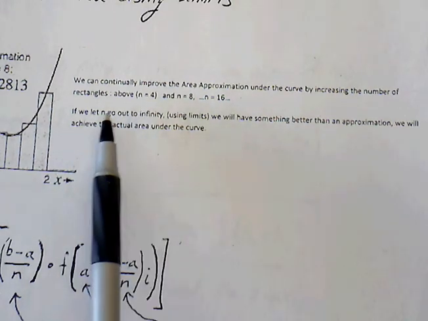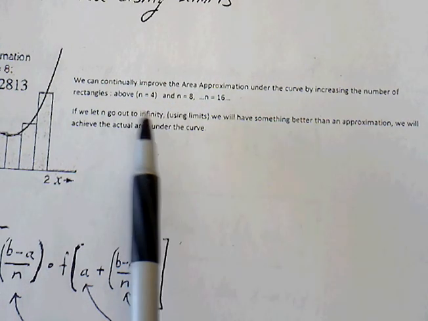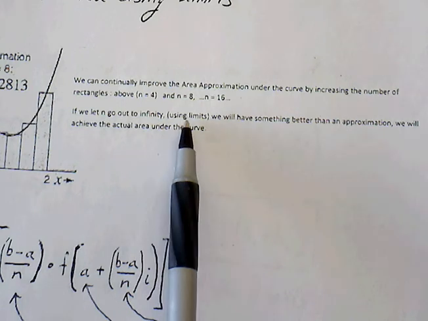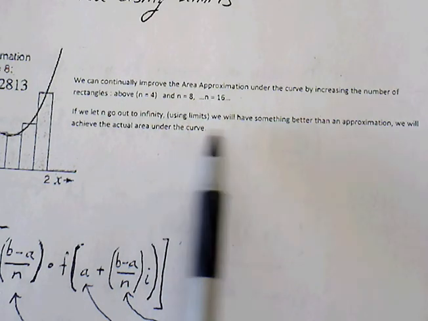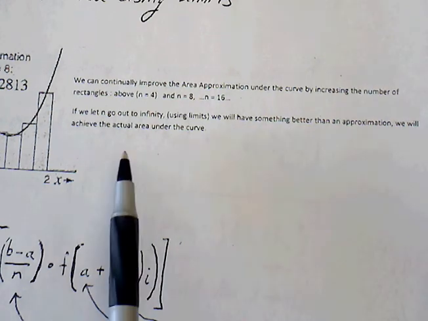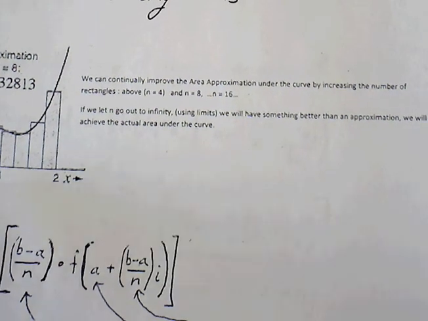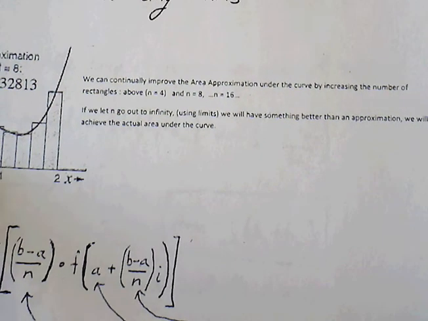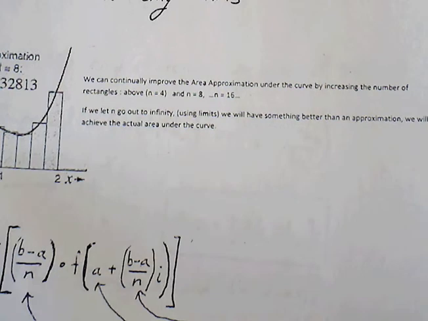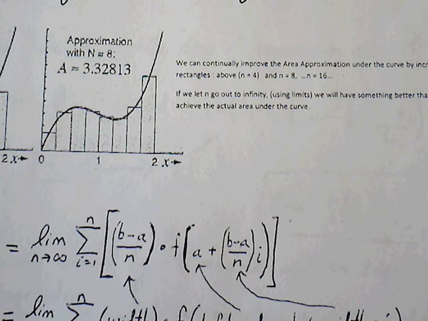But now, what if we let n go to infinity? Okay, and if we do that, then if we have an infinite number of rectangles, then we can use the concept of limits, and we not only have just an approximation, we're going to have the actual area under the curve, because if we can take the number of intervals to infinity, then there will be no gaps, and obviously we'll be able to get to the exact area under the curve.